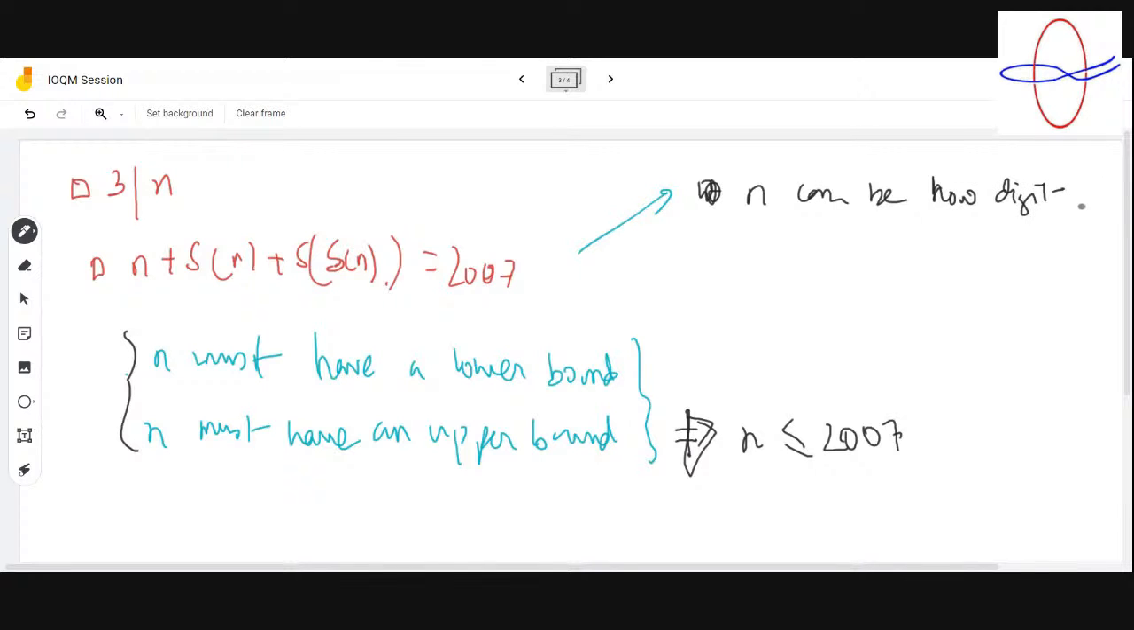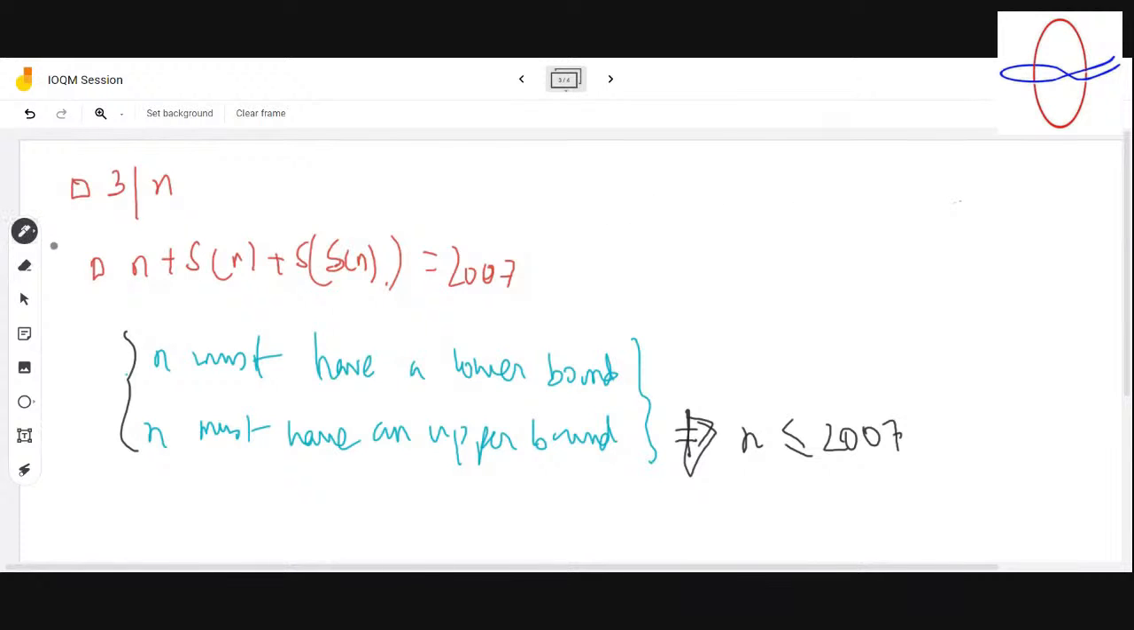Can n be a 3-digit number? No. When it's a 3-digit number, the maximum it can be is 999, and the whole sum can be at most 1000 and something. So n must be a 4-digit number. Try to understand this very carefully. N must be a 4-digit number, it cannot be less than that.